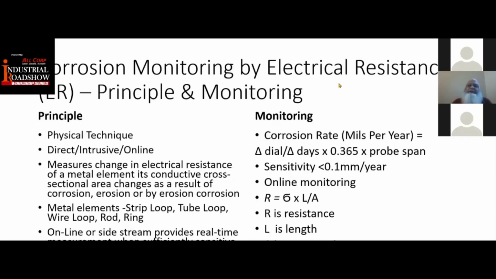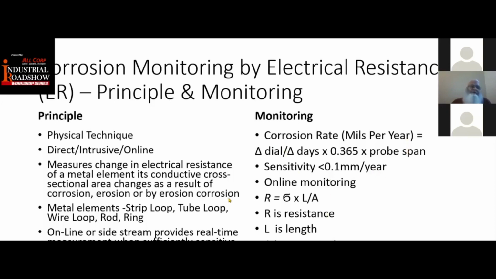Then the corrosion monitoring electrical resistance probe. This is a second technique which we can use in the industry. It is again a physical technique, a direct intrusive technique, and it measures the change in resistance in there. It does not measure the loss of weight. It measures the change in resistance, and that change in resistance is calibrated into the corrosion rate in mils per year. The details are given in here.